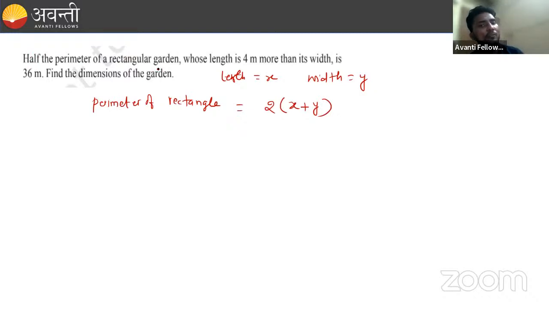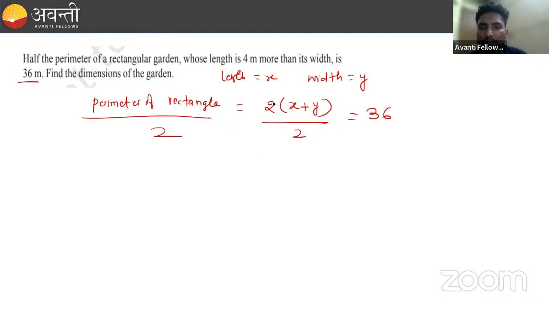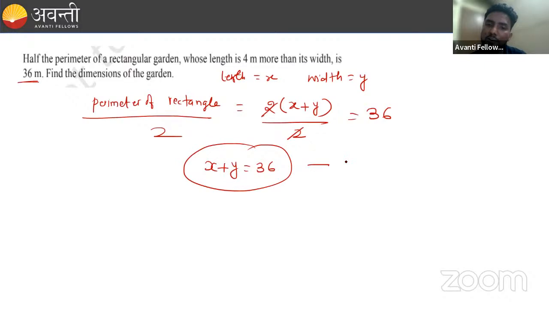Half the perimeter of a rectangular garden whose length is 4 meter more than its width is 36 meter. It means half of the perimeter is equal to 36. So the 2 will be cancelled out, and you will get x plus y is equal to 36. This is the one equation we got.